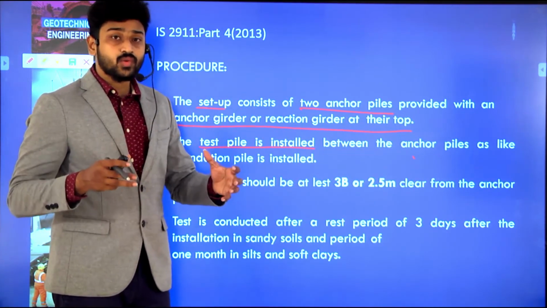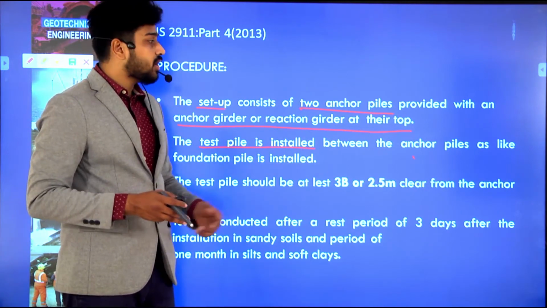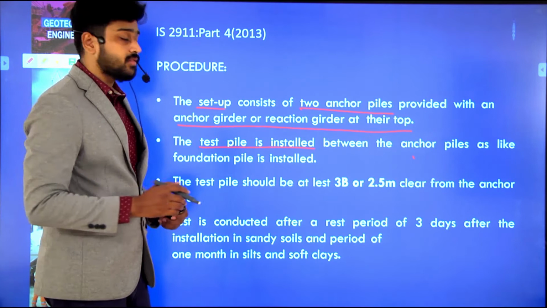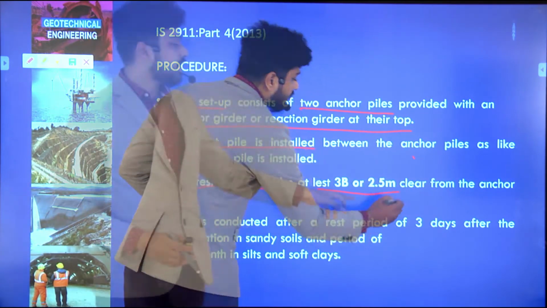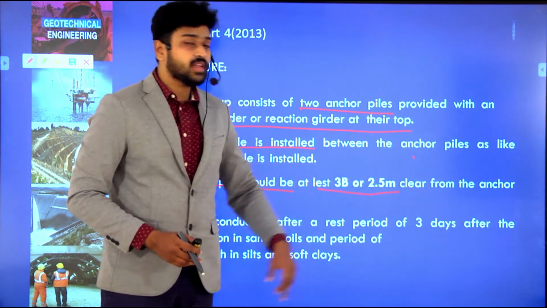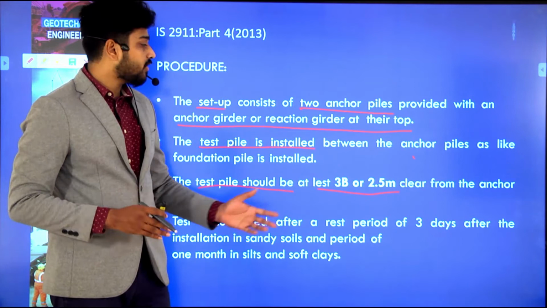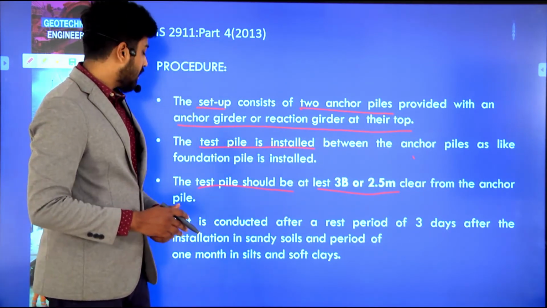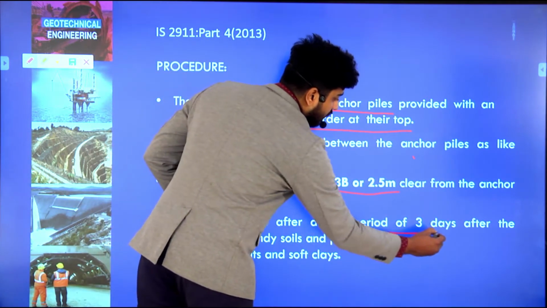If we are placing two anchor piles, between them this test pile is installed, just like how we install the foundation pile. Now, the test pile should be at least 3 times B or 2.5 meter clear from the anchor pile. So it should be at a minimum distance of 3B or 2.5 meter, and the test is conducted after a rest period of 3 days.